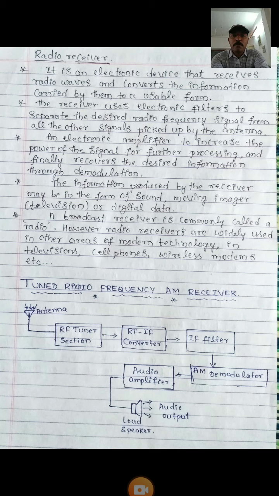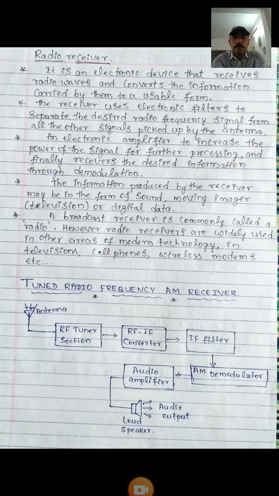The radio receiver is an electronic device that receives radio waves and converts the information carried by them to a usable form. What we receive from the antenna is not in audible form, so that message or signal received by the radio receiver is converted into audible or usable form. Also, the receiver uses electronic filters.